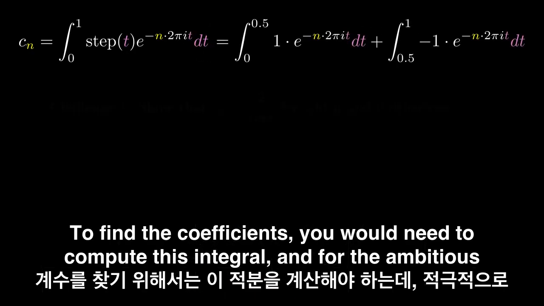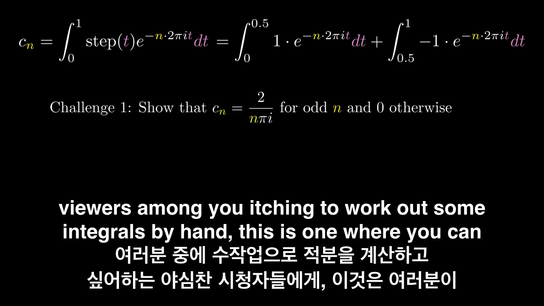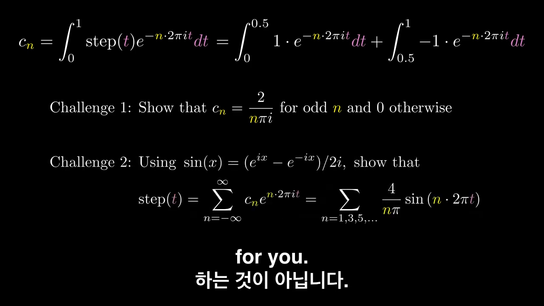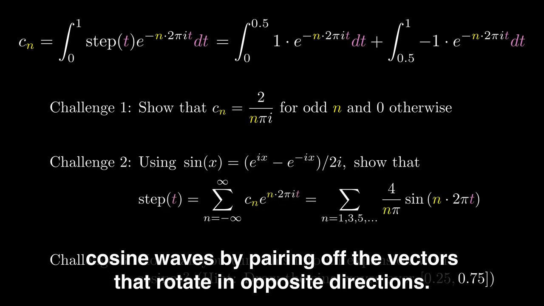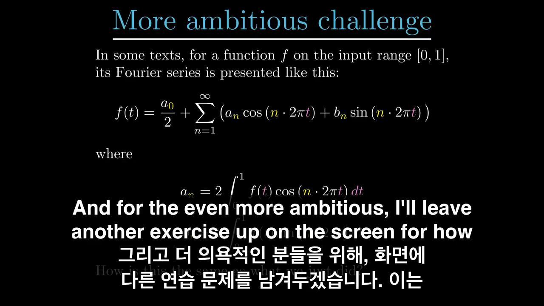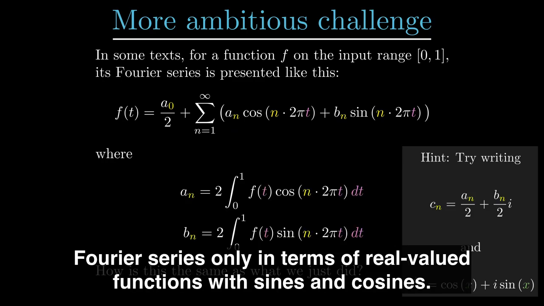And for the ambitious viewers among you itching to work out some integrals by hand, this is one where you can actually do the calculus to get an exact answer, rather than just having a computer do it numerically for you. I'll leave it as an exercise to work this out, and to relate it back to the idea of cosine waves by pairing off the vectors that rotate in opposite directions. And for the even more ambitious, I'll leave another exercise up on the screen for how to relate this more general computation with what you might see in a textbook describing Fourier series only in terms of real-valued functions with sines and cosines.